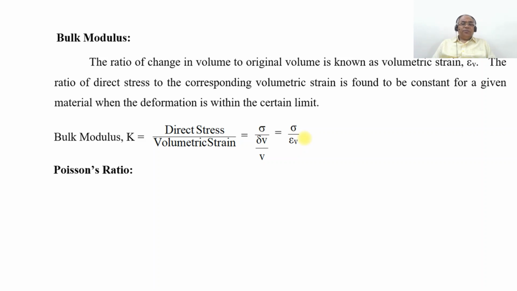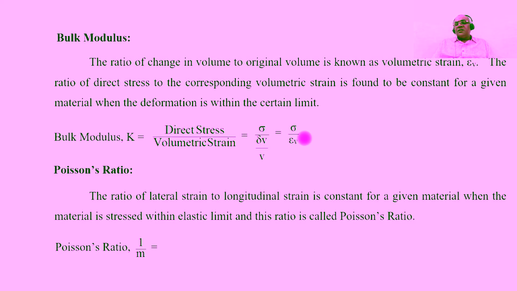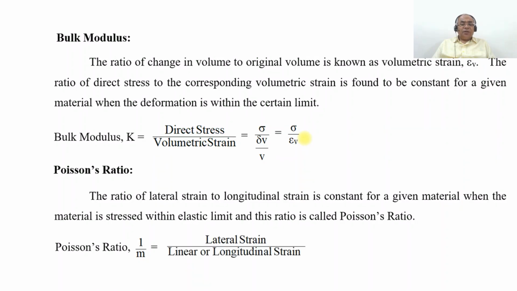What is the Poisson's ratio? The Poisson's ratio is defined as the ratio of lateral strain to the longitudinal strain, which is constant for a given material when the material is stressed within the elastic limit. This ratio is called the Poisson's ratio, which has already been explained in our previous videos. So what is that Poisson's ratio? 1 by m will be equal to lateral strain by linear or longitudinal strain.